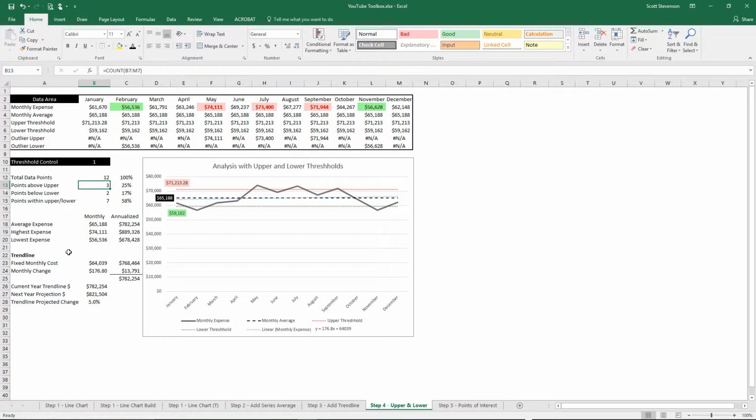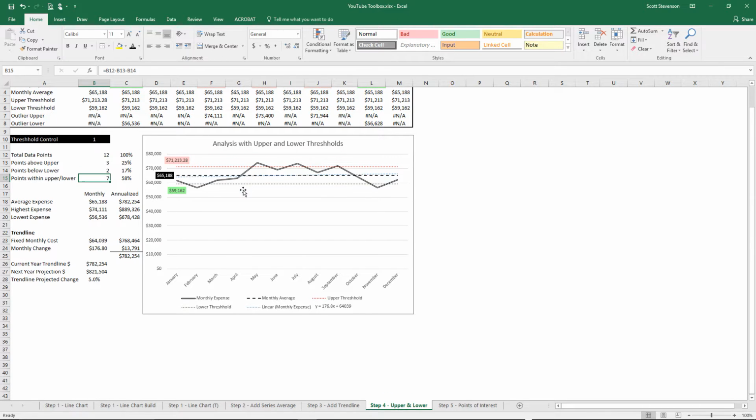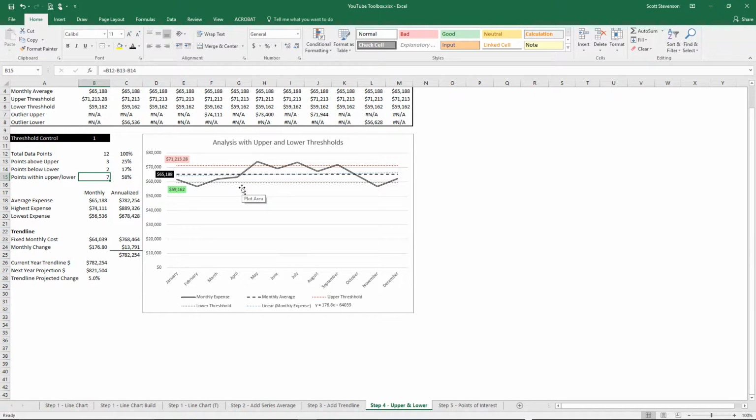Now, what's interesting about this, if we look at the dispersion of the data, then we have total data points of 12. We have 3 data points above what I call the upper control limit, and upper control limit is probably not the right term to use, but that's the term I'm using here. It's the upper limit, the ceiling, the level of importance. The points below it is 2, and there are 7 falling between the upper and the lower, which I would say are not critical points. They're just the average movement of the data month to month.